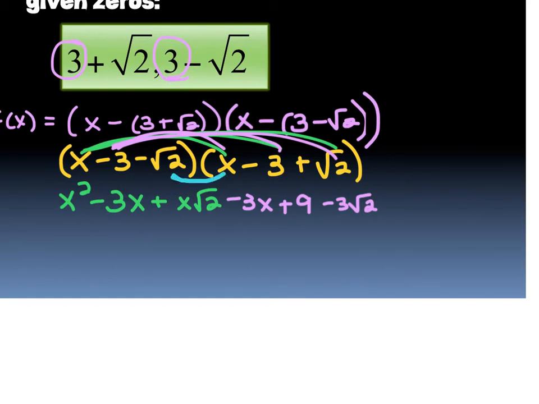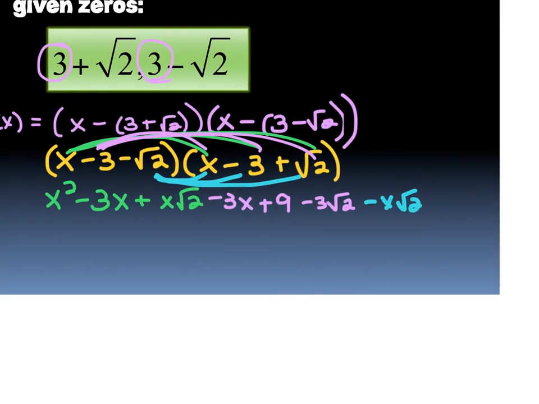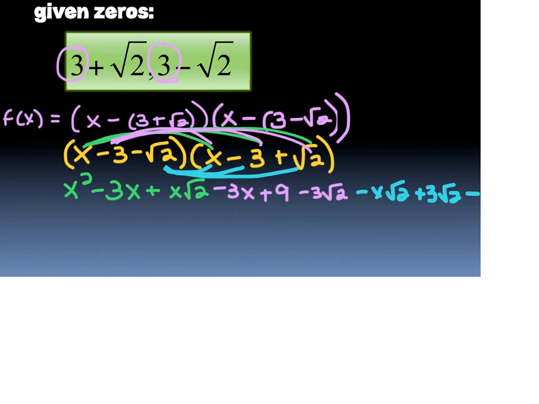And then the last one, which is negative root 2 times all 3: negative x times root 2, positive 3 times root 2, and negative, what's root 2 times root 2? 2, okay? It'd be root 4, which is 2.